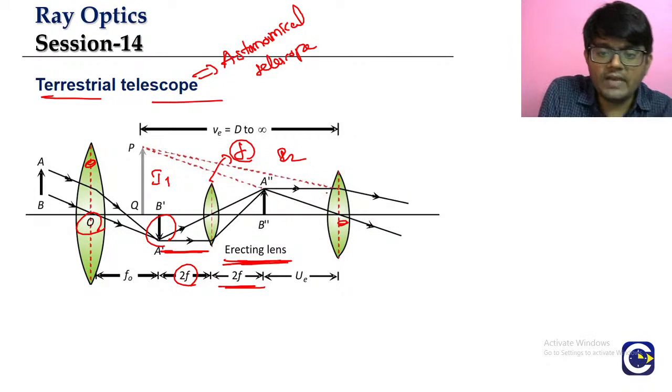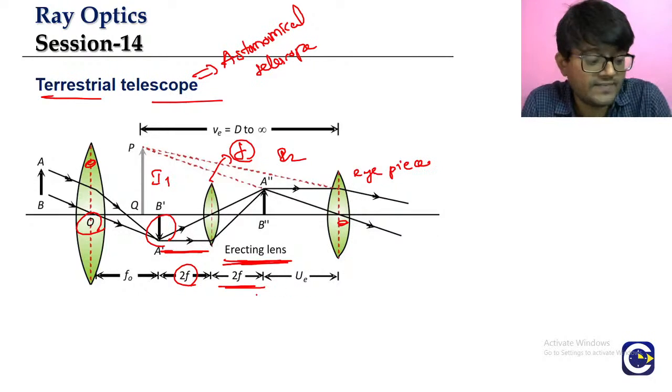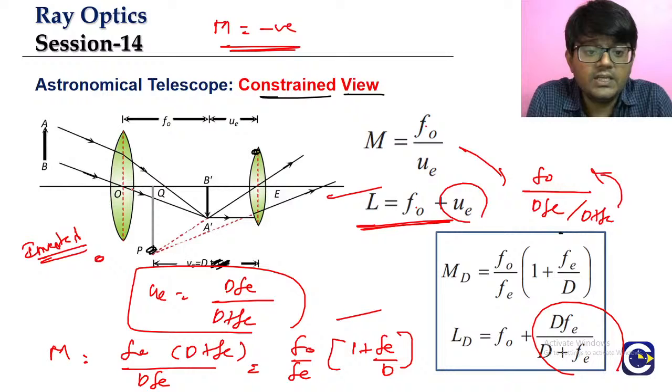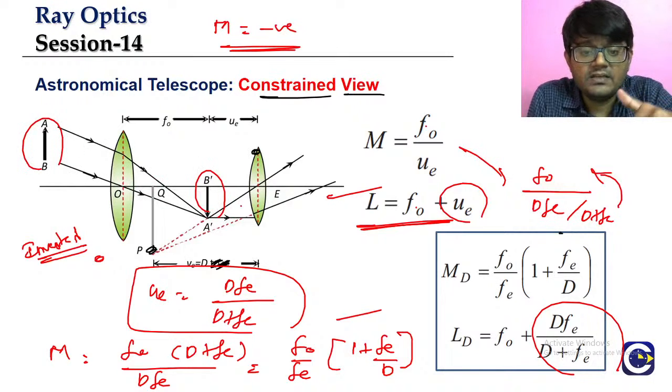Now this I2 will act as the object for the eyepiece. This I2 will act as the object for the eyepiece. So we need to understand the difference between the two. So look at it. So here AB is forming A dash B dash inverted. Straight away our eyepiece is giving us what? Our eyepiece is giving us inverted, overall final inverted.